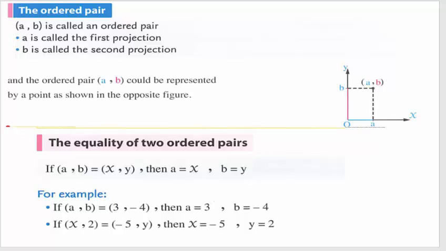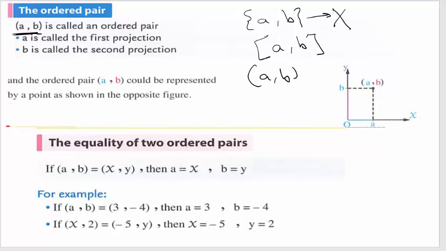The ordered pair is written with parentheses like this. Take care of this point: to write an ordered pair, please don't write it with braces, because that is called a set, and don't write it in square brackets, because that is called an interval form. An ordered pair (a, b) should be written with parentheses. So don't write it like a set, don't write it like an interval, but write it like an ordered pair.